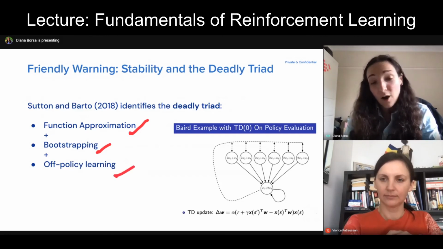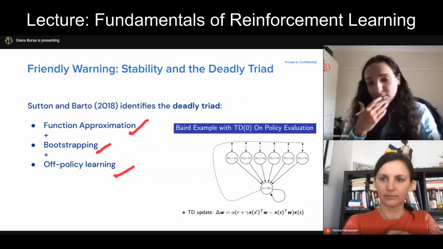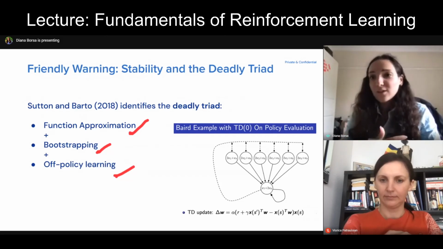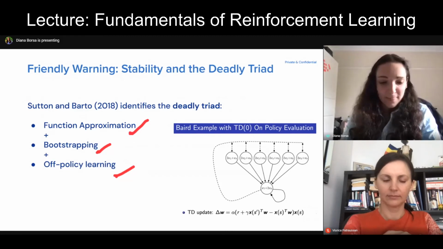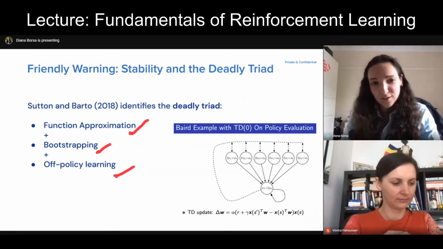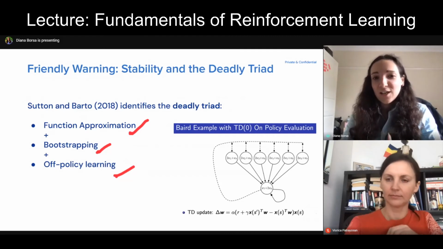And off-policy learning, which is something that off-policy control like Q-learning does, which helps us reuse data from previous policies or previous versions of ourselves. Unfortunately, when you do have these three conditions together, theory-wise, this happens to be a nightmare.